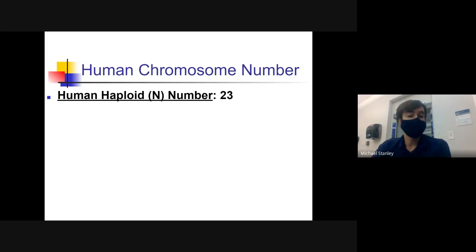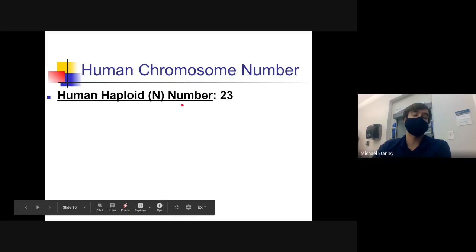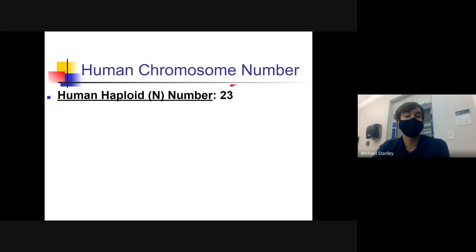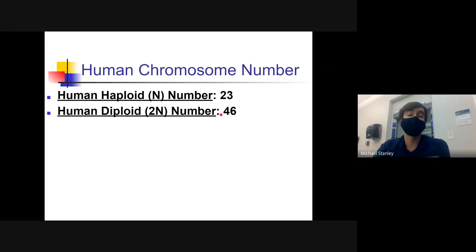In humans, our haploid number, our single chromosome number, is 23. So we have 23 different chromosomes. And in our normal cells, our diploid cells, that means we have a total of 46 chromosomes. 23 pairs gives us 46 total in our diploid cells.